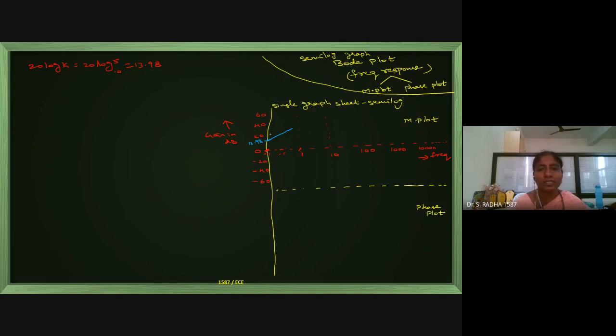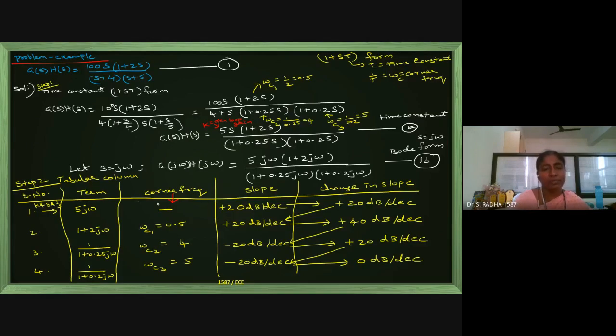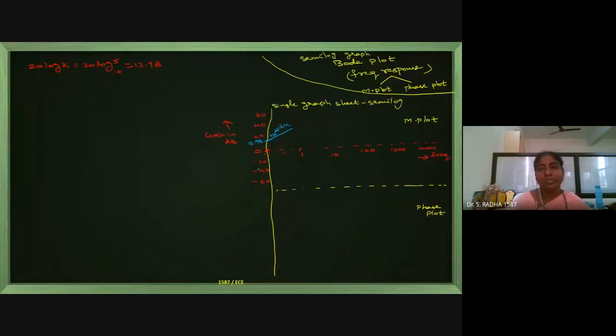This is plus 20 dB per decade. It is going on the graph. Okay, and then it will not continue up to infinity. You have to see the tabular column. It will change the slope at 0.5, and now the slope should be plus 40. You can see the change in slope. Change in slope means plus 40 at 0.5. Somewhere here 0.5 is there, and here it should change.